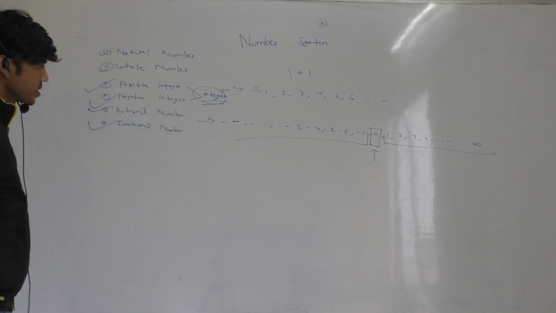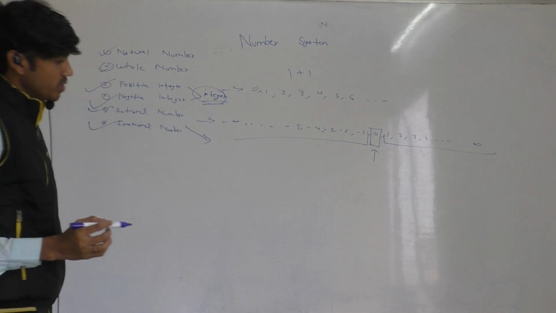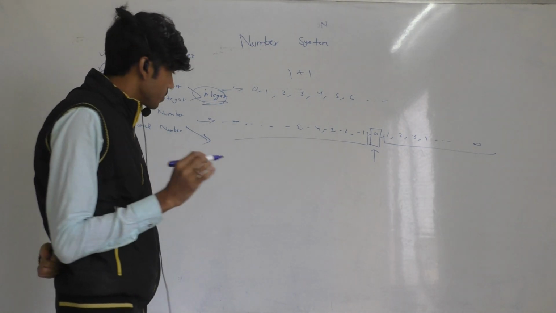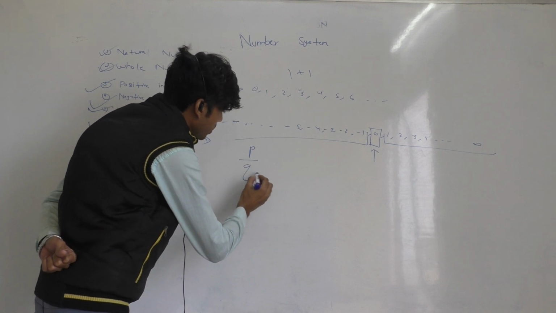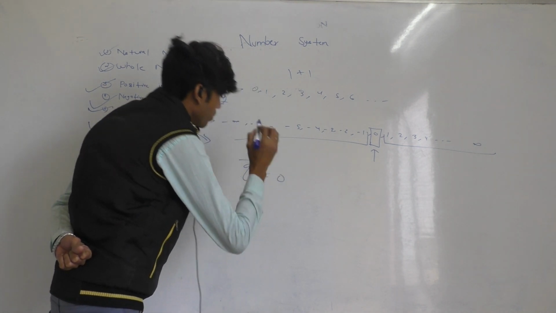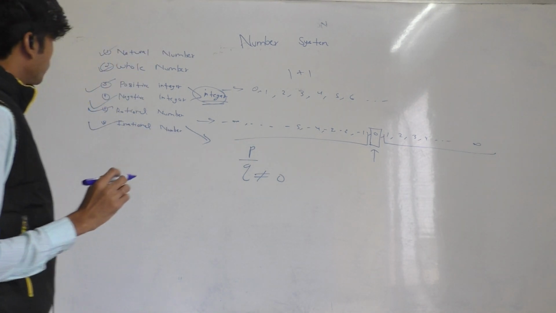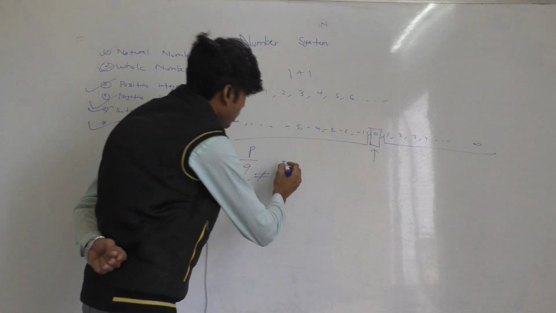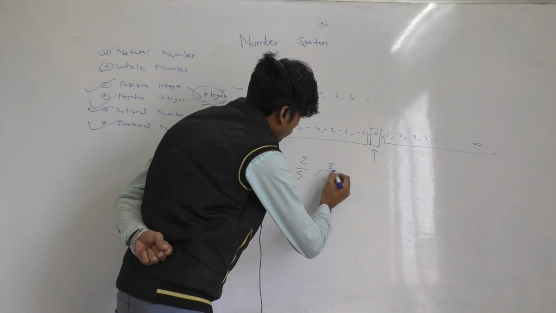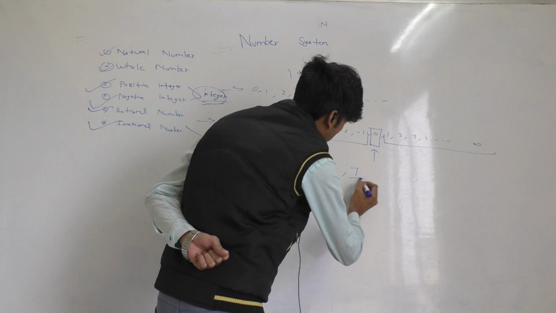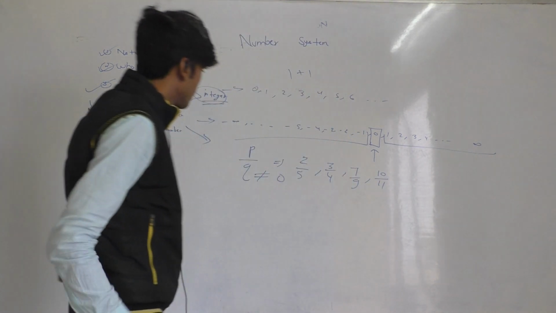So as I have discussed integer, positive integer and negative integer, now comes the rational number and irrational number. Any number which we can write in the form of p upon q, where q should not equal 0, is known as a rational number. Just like for example 2 by 5, 3 by 4, 7 by 9, 10 by 11. These are all rational numbers.